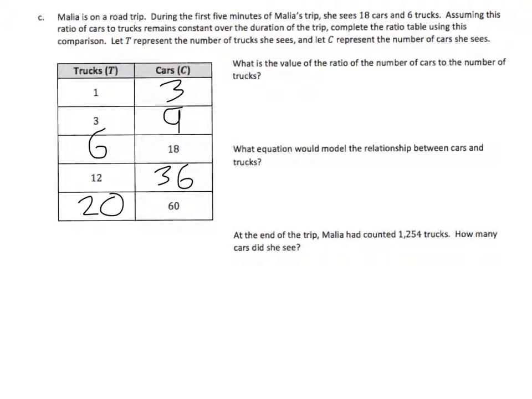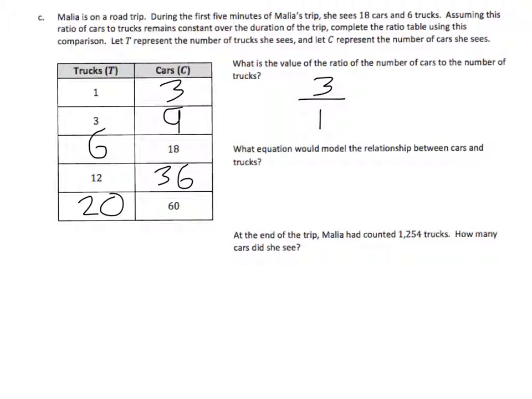So now that I have my ratio table filled in, what is the value of the ratio of the number of cars to the number of trucks? Well, the number of cars is 3. The number of trucks is 1. So the value is 3 over 1. Now notice I picked this ratio because this is the easiest one to work with because the numbers are the smallest. Write an equation that would model the relationship between cars and trucks.